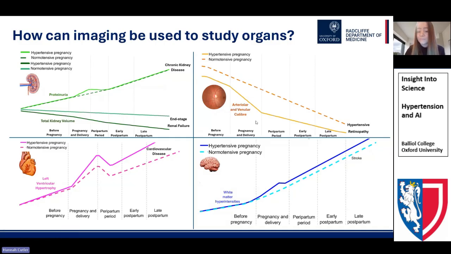In the retina, the women seem to show a decrease in the arterial and venular caliber, and then they're at higher risk of developing hypertensive retinopathy later in life. So again, it might be better to intervene earlier in these women. And the brain, we don't know yet at what time point we should intervene. But again, if we can gather as much evidence as possible and understand the trajectories and what is happening at different time points, it might guide us on when is the best point to intervene in these different organs.